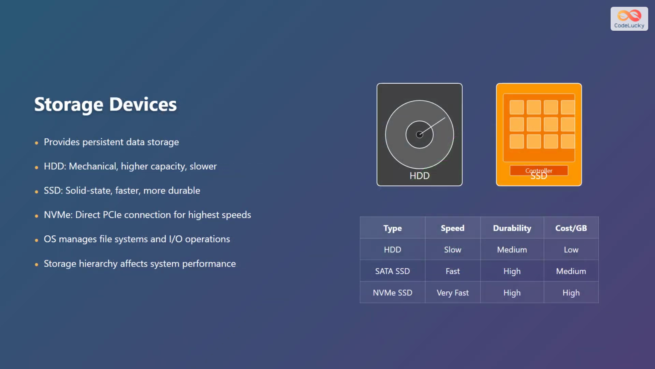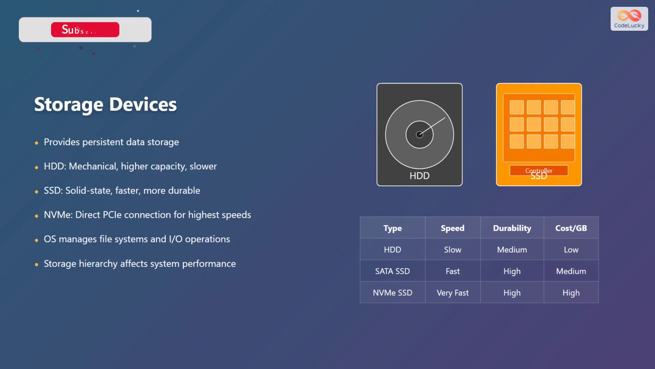Now let's discuss storage devices, which provide persistent data storage, meaning that they retain data even when the power is turned off. There are several types of storage devices, including hard disk drives or HDDs, which are mechanical devices that store data on spinning platters, solid-state drives or SSDs, which are electronic devices that store data in flash memory, and non-volatile memory express or NVMe drives, which are SSDs that connect directly to the PCIe bus for even faster speeds. Hard disk drives offer higher capacity but are slower, while solid-state drives are faster and more durable.